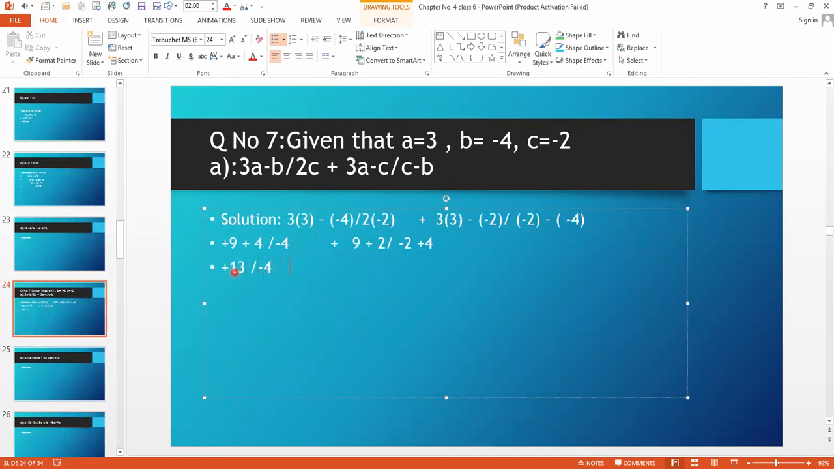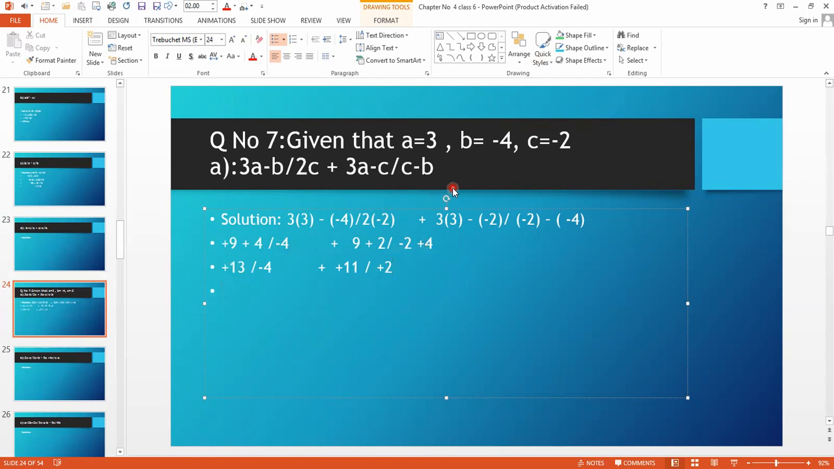Okay. Now, in the center, I have to put this sign plus. Now, 9 plus 2, it is equal to plus 11. And it is divided by minus 2 plus 4. They have different signs, so we have to subtract. So 4 minus 2. 4 has a positive sign, 2 has a negative sign. So what shall we do? We have to subtract the numbers. So 4 minus 2, it is equal to 2. And the sign of the greater number is plus. So I have to write it here plus 2.